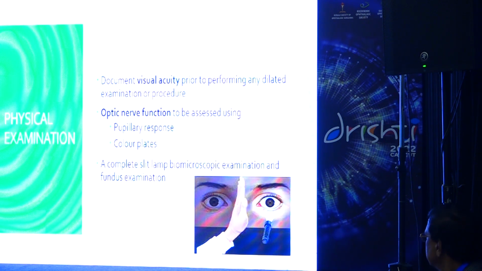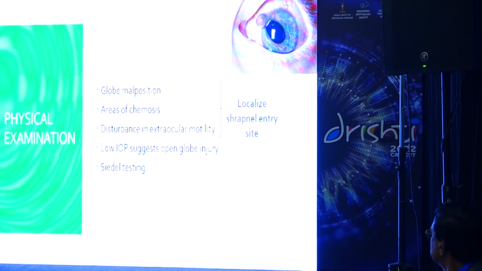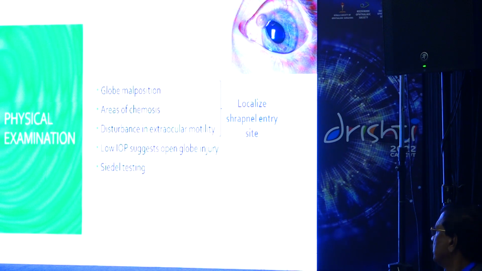Optic nerve function is to be assessed using pupillary response and color plates. A complete slit lamp biomicroscopic examination and fundus examination is to be done in the initial visit and every follow-up visit. Also, you have to take extra care if there is a globe malposition, a localized area of chemosis, or any disturbance in extraocular motility, because that gives you a clue to the shrapnel entry site. If you see a low intraocular pressure, it can suggest an open globe injury, and Seidel's testing is to be done to rule out corneal and conjunctival laceration as well as open globe injury.